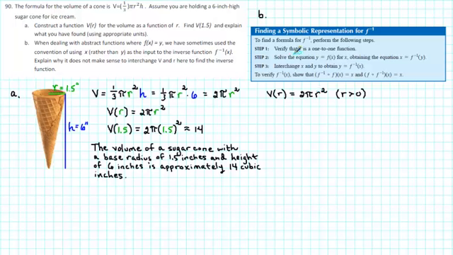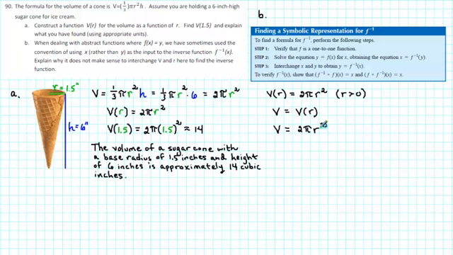Step number 2 would say, solve the equation V = V of r for r, obtaining the equation r = V inverse of V. We start off with V = V of r. The notation is a little bit confusing because we're using the letter V for the name of the function as well as for the dependent variable. But we know that V of r is equal to 2πr², so we make that substitution. We get V = 2πr².